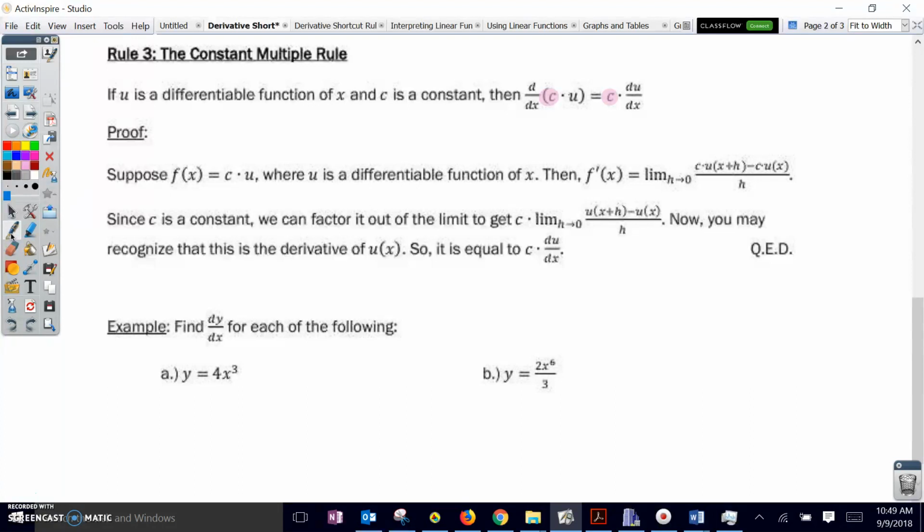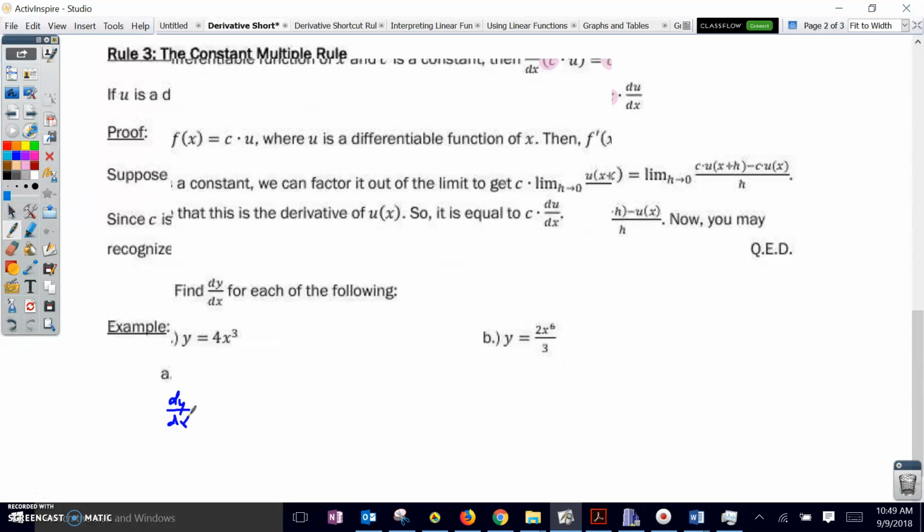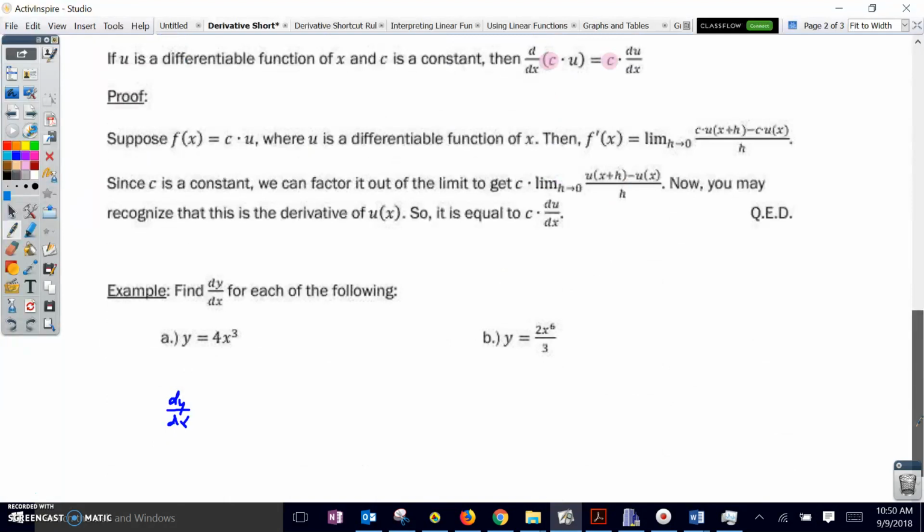That shows that this is true. You can do that at your leisure. Let's look at these examples. So in part A, y is equal to 4x to the third. If we take the derivative of this, the derivative of 4x to the third is going to be equal to 4 times the derivative of x to the third.